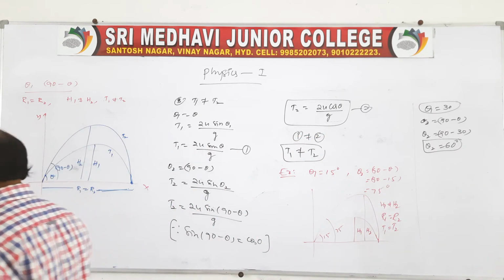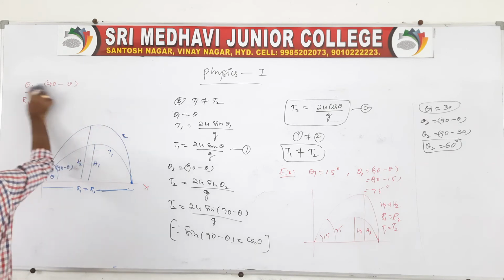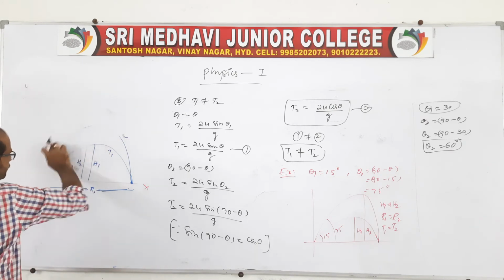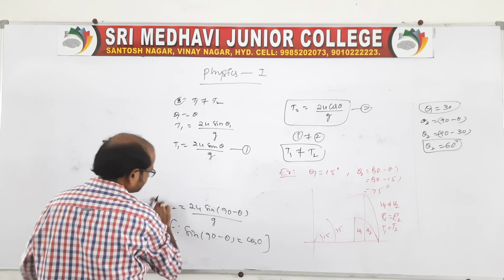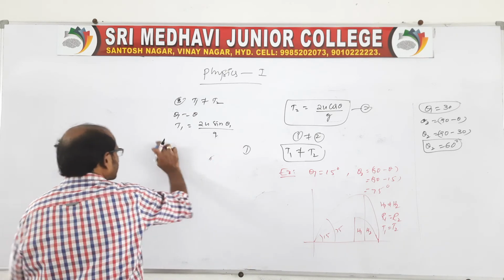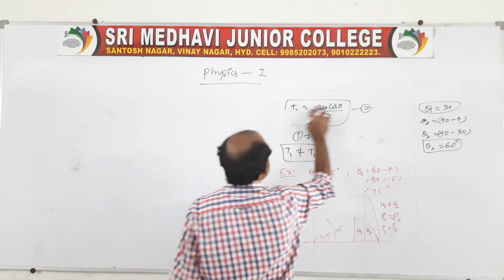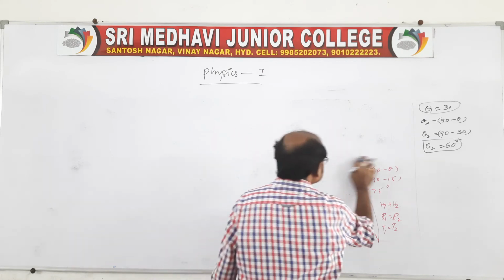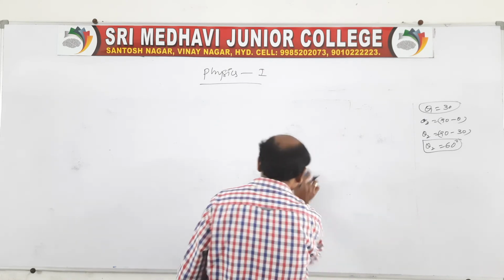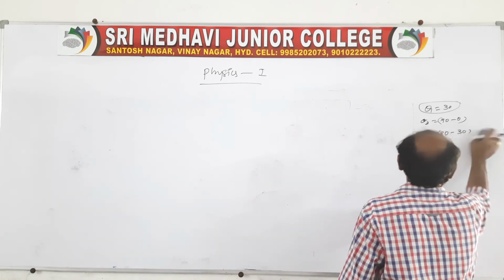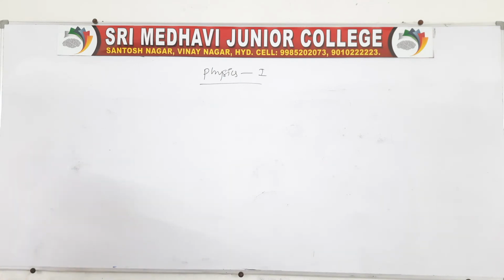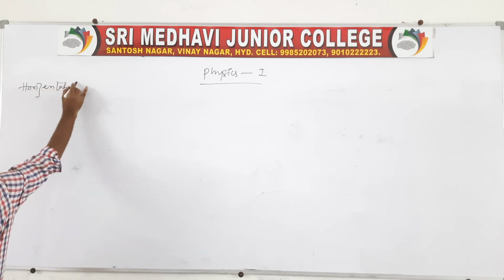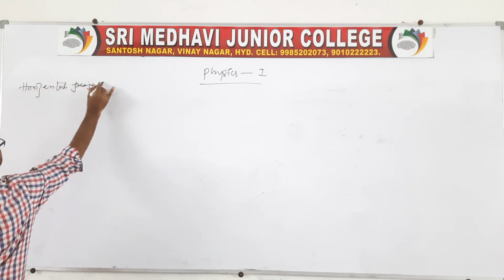Clear? This was all about oblique projection, or oblique projectile. Now let us move to the next projectile, that is the horizontal projectile. Here, the horizontal projectile means the body is projected from a certain height. Let me show you, the next projectile will be the horizontal projectile.